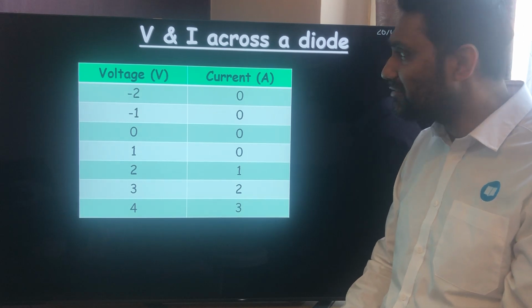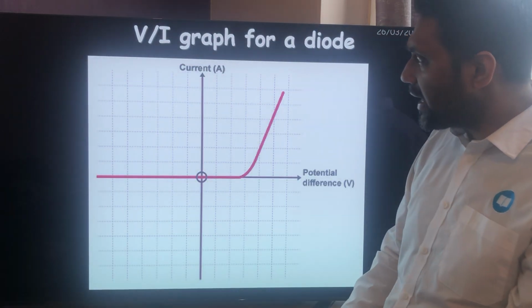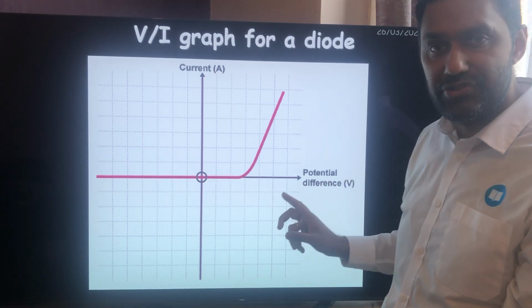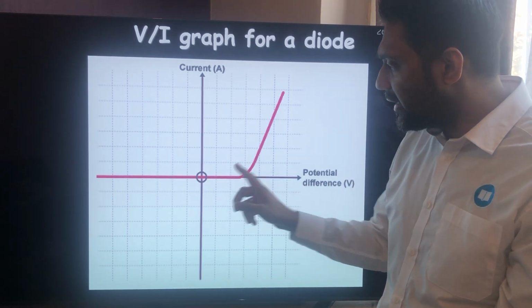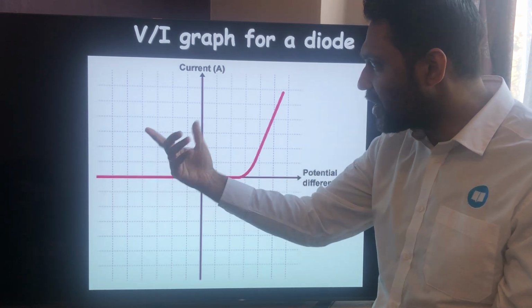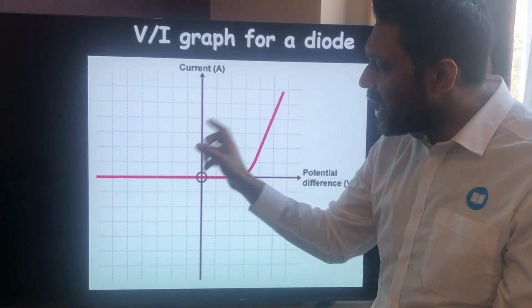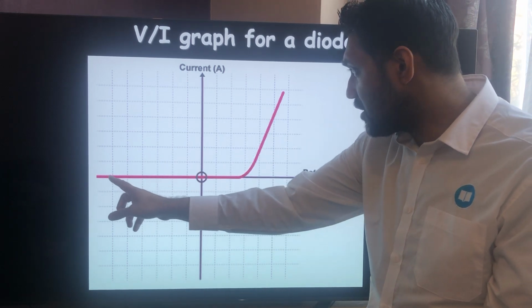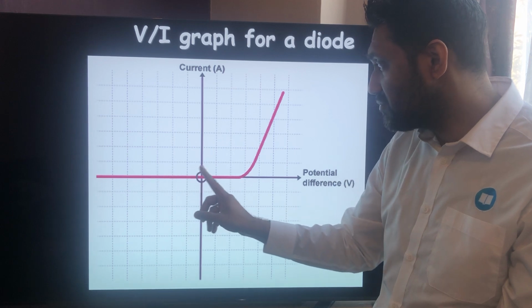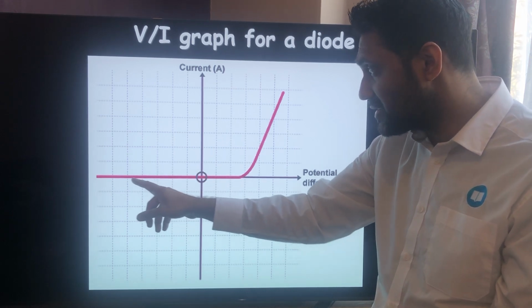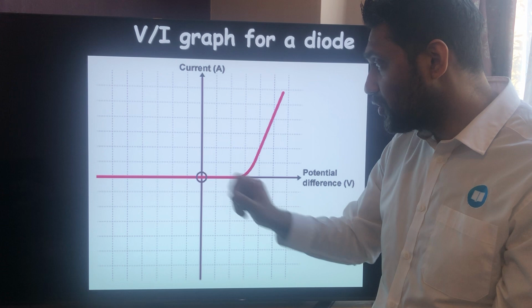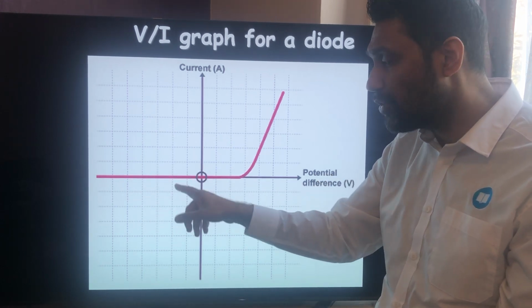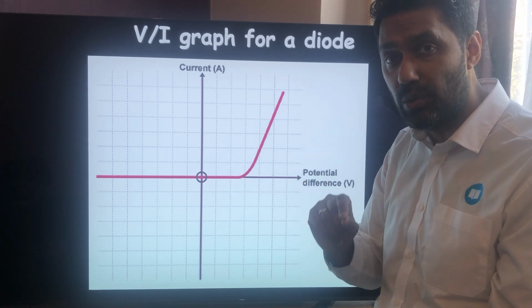So what does it look like graphically? Again, I've got my current on the y-axis and my potential difference on the x-axis. And this is my negative side. So if I've got my battery the wrong way around and I'm trying to generate a current, there'll be like -2, -1, 0, like on the previous data table. You're getting no current. You are getting a reading on the voltage, but you're getting no current. Nothing is flowing through, because the diode only allows current to flow in one direction.